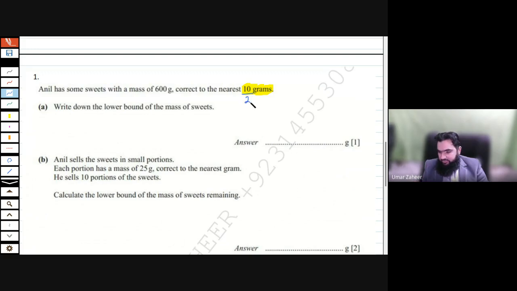So we have to divide it by 2. We have to write plus minus 5 grams. Is it clear? Because it can be more or it can be less. Overall, the bounds is 10 grams. So if the overall is 10 grams, this means that it can be 5 grams more or 5 grams less. So we have to write plus minus 5 grams, meaning the value is going to be 595 grams minimum, and maximum it will be 605 grams. Is it clear?